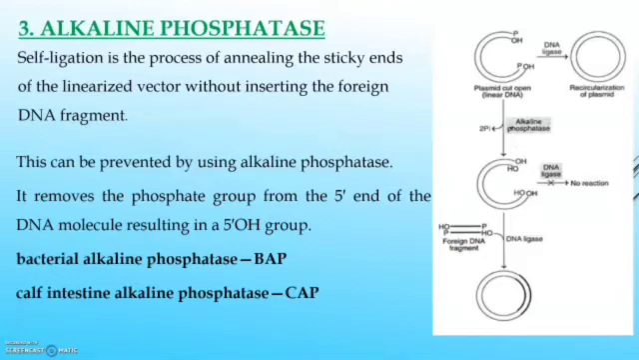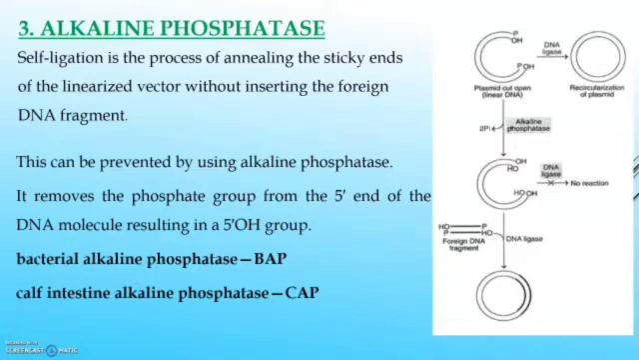On ligation, it will result in the original vector without any insert DNA, and this self-ligation can be prevented by using alkaline phosphatase. The presence of the 3' OH group and the 5' phosphate group is the main reason for the ligase enzyme to act. If any of these groups is absent, the DNA ligase cannot function.